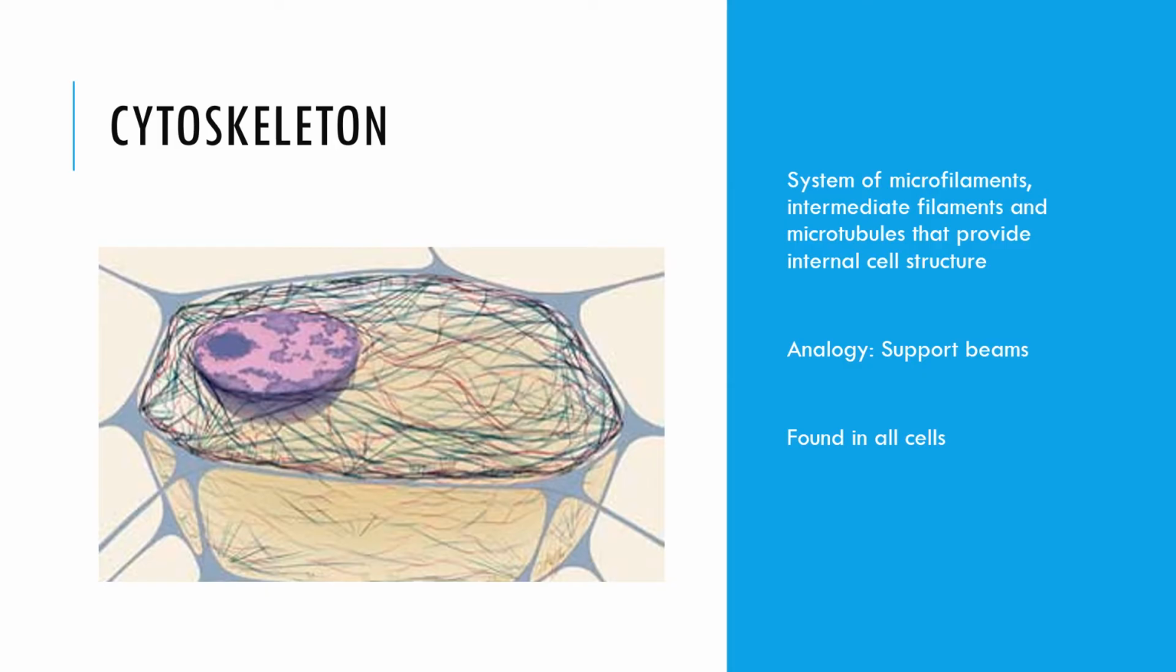First, we have the cytoskeleton. And the cytoskeleton is a system of microfilaments, intermediate filaments, and microtubules. These are all items that help to give structure to the cell. If we were to compare it to an everyday item, we could compare it to the support beams of a building because they help to maintain the structure of the cell. The cytoskeleton is found in all cells.